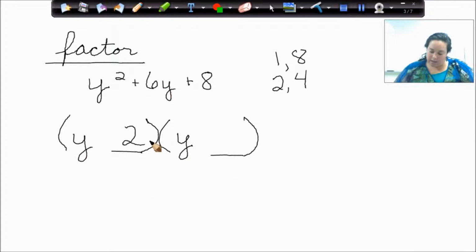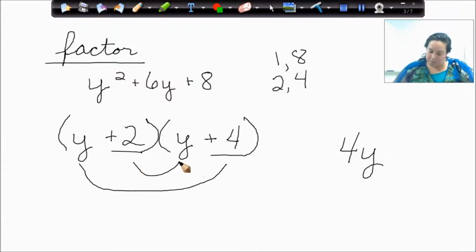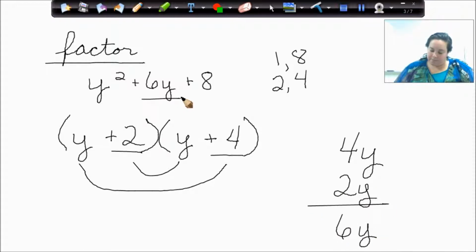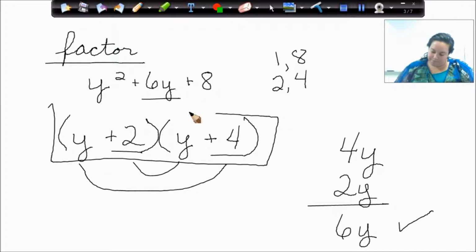So we're going to try positive 2 and positive 4, because positive 2 and positive 4 multiply to give us 8. And when we multiply the outside, we get 4y. When we multiply the insides, we get 2y. And when we add them together, we get 6y, and 6y is the middle that we need. All right. So this is the deconstruction of this polynomial. If we FOIL these two binomials out, we will get back to where we started.